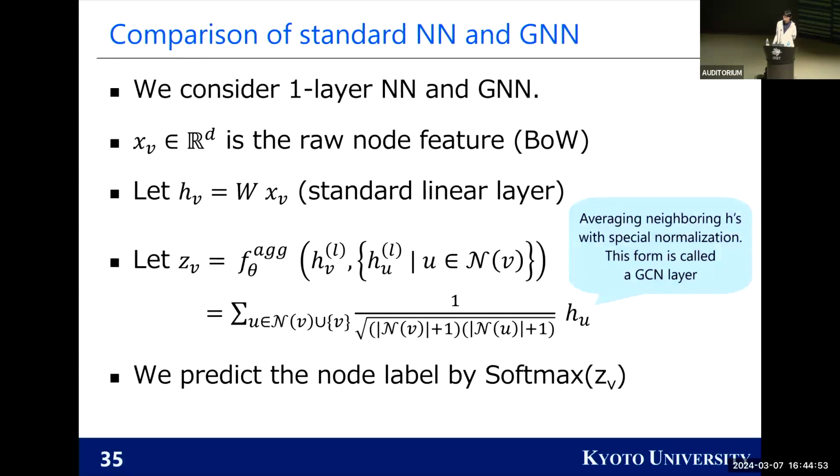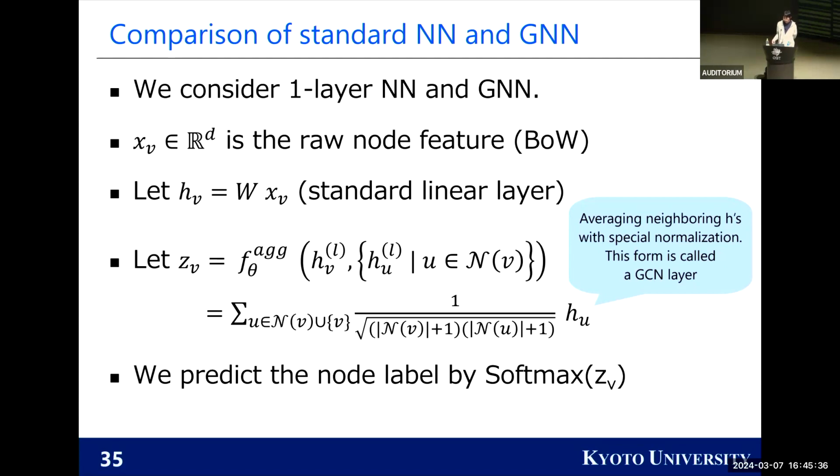And in this example, we consider a simple one-layer neural network, or linear neural network, and linear GNN to make the difference clear. And let X be the raw node feature, the bag-of-words vector of the abstract. And let H_V be the linear transformation of X_V. This corresponds to a standard linear layer or linear model. And let Z_V be like this. This is an aggregation from the surrounding nodes, the surrounding H_U. And this is basically an average of neighboring H's.